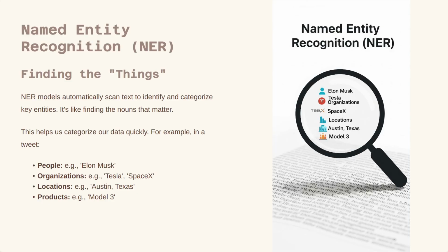Named entity recognition. Another useful model is NER. This scans text to identify and categorize key entities, essentially the nouns that matter. It can automatically tag organizations, locations, and products. This is incredibly useful for quickly categorizing millions of tweets. For example, for people such as Elon Musk, it automatically adds Tesla, SpaceX, Austin's Tesla factory, and Model 3 around Elon Musk.